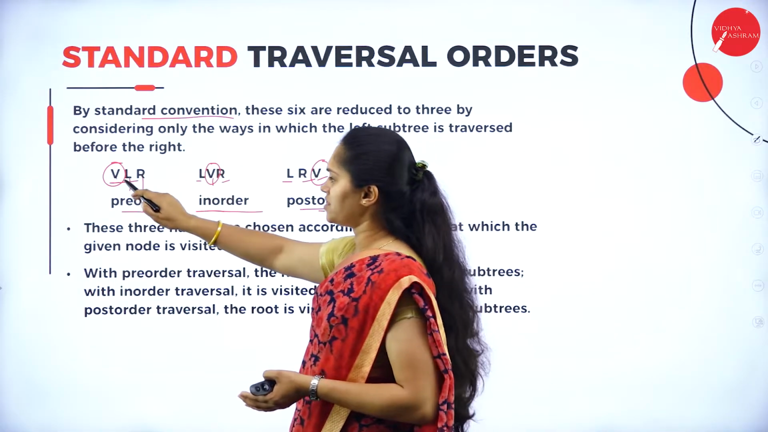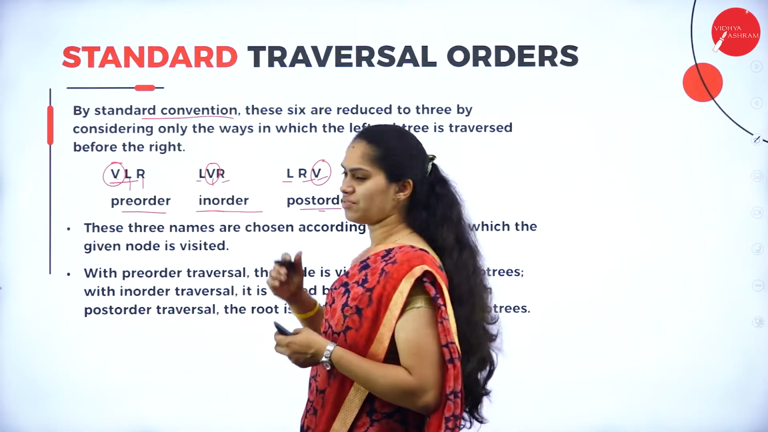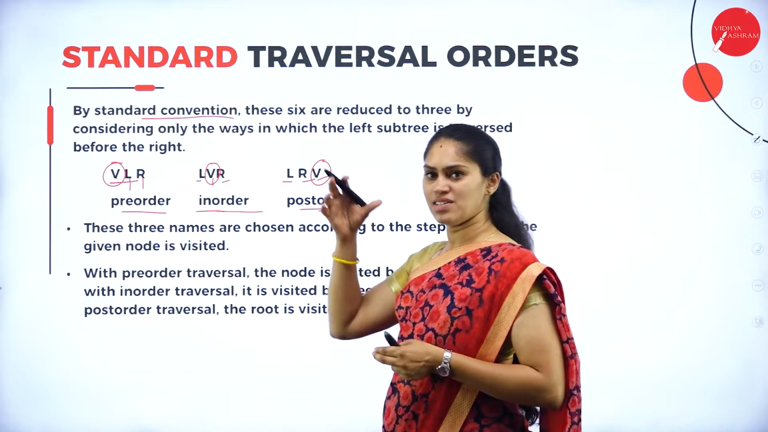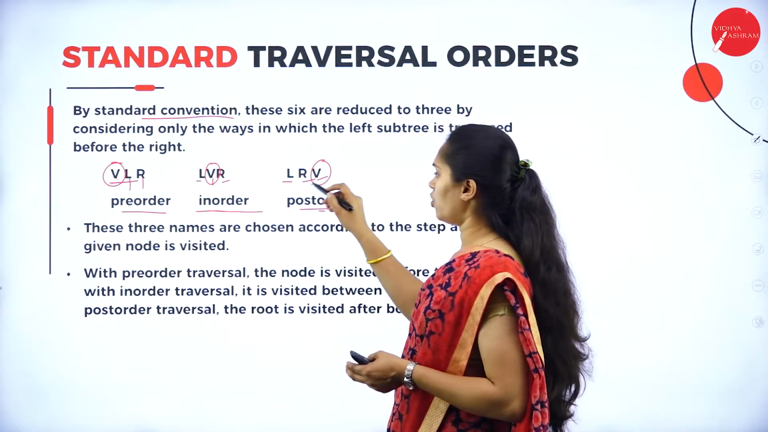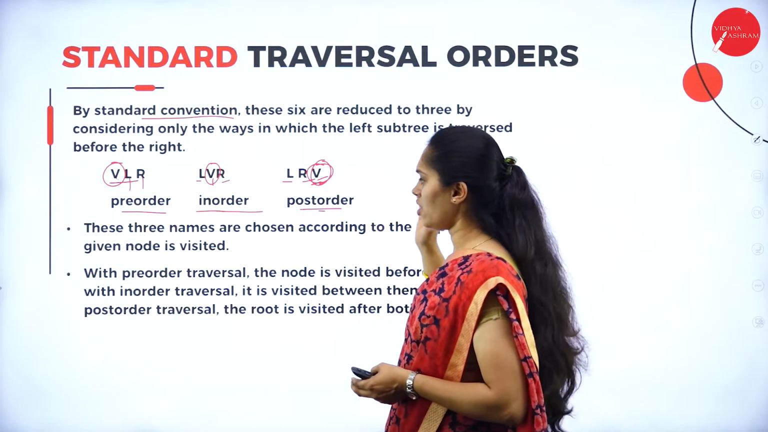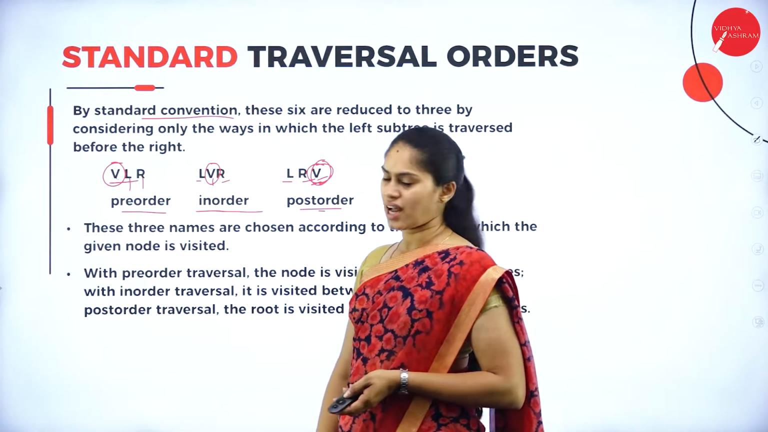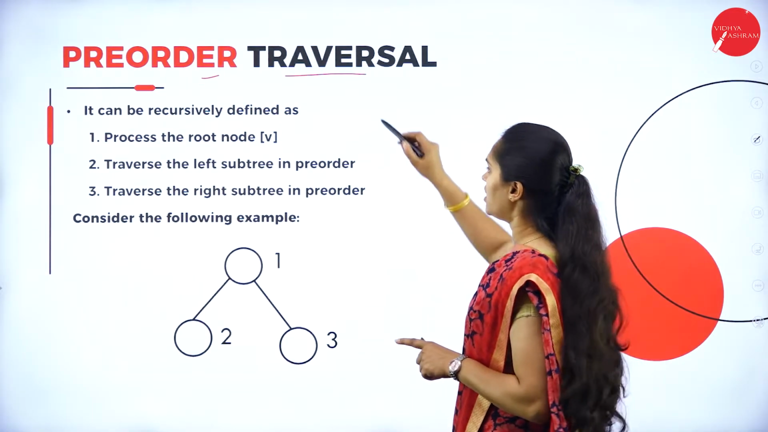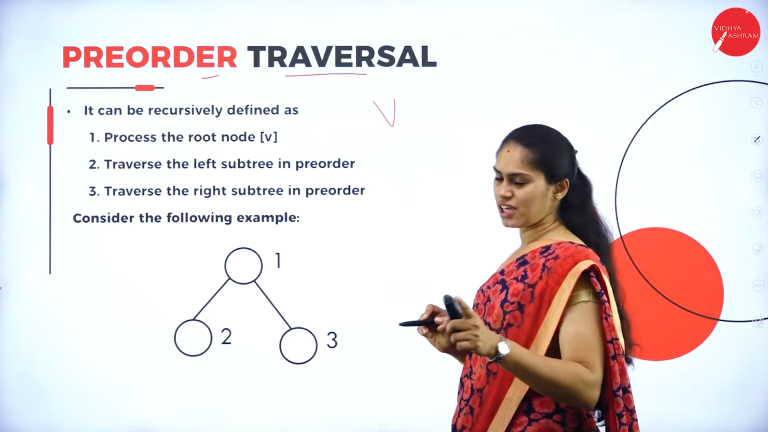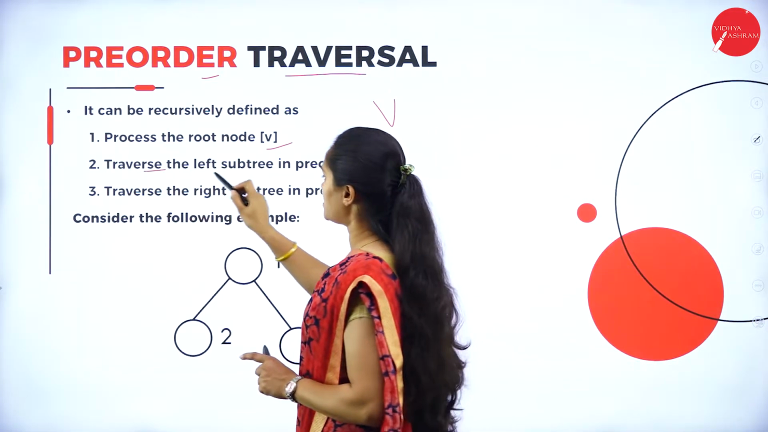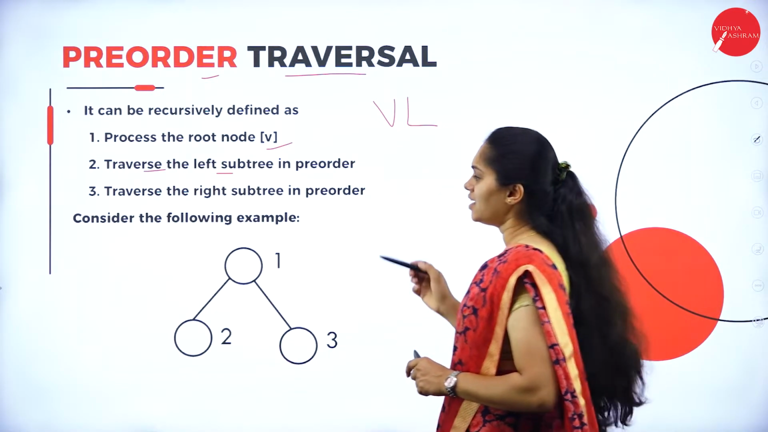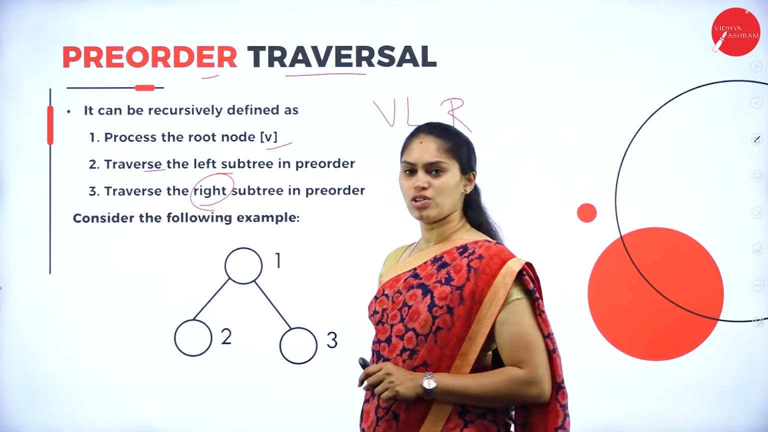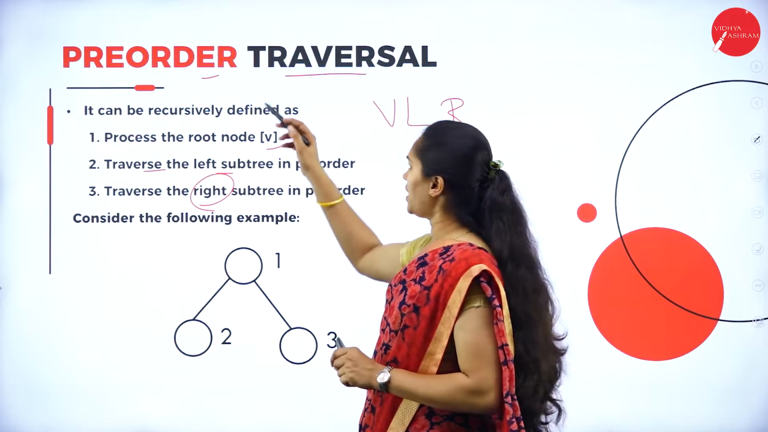So in pre-order, first I will visit the root node, then left, right. In in-order, first I visit the left subtree, then the root node, then the right. In post-order, first I visit the left subtree, right subtree, then I go to the root node at last. Based on this, we are going to have traversing. We'll see each type. First we have the pre-order traversal. In pre-order, we have V, that is, first I visit the root node, then traverse the left subtree, L, then traverse the right subtree, R. In this manner we travel in the pre-order traversal.